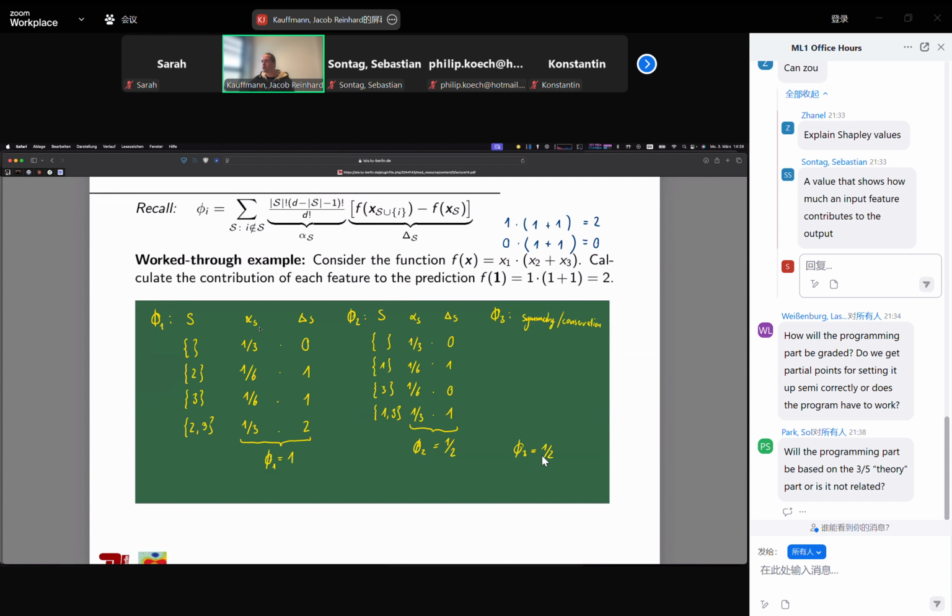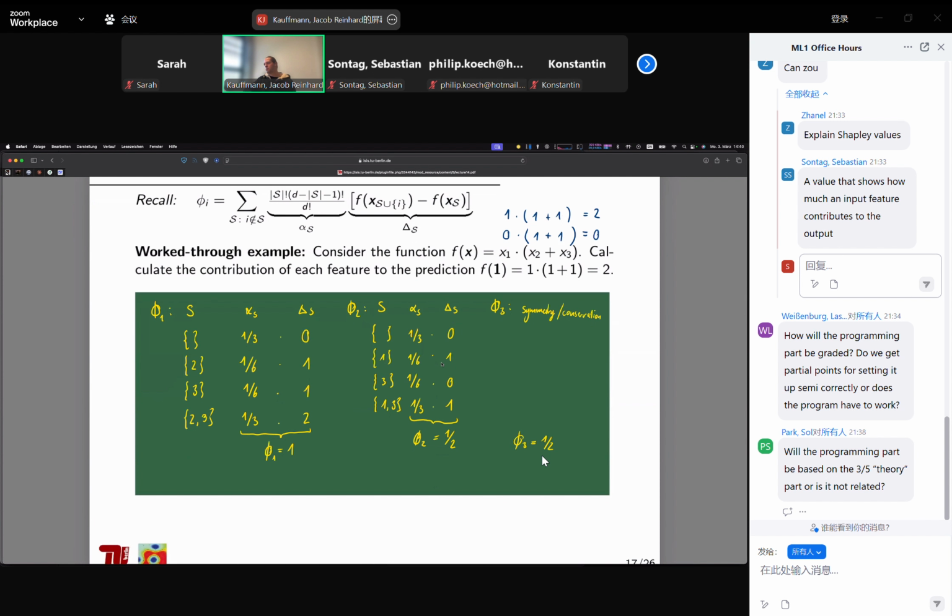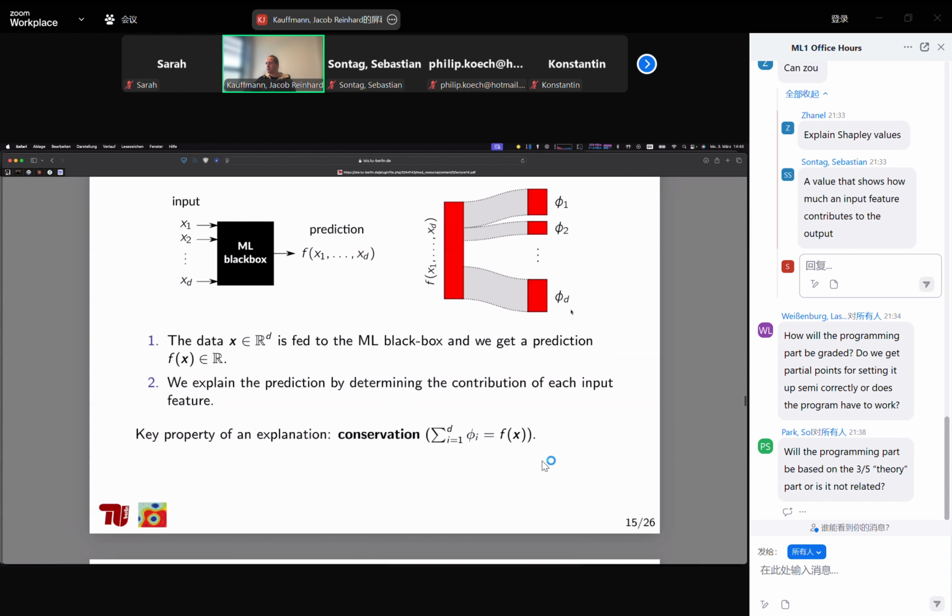So you get the weights, you get the deltas, and you sum them up. I mean, you multiply them together and then sum them up. And then there's one trick that simplifies it a little bit: by conservation, if you know n-1 or d-1 contributions, you automatically get the last one for free due to this conservation.